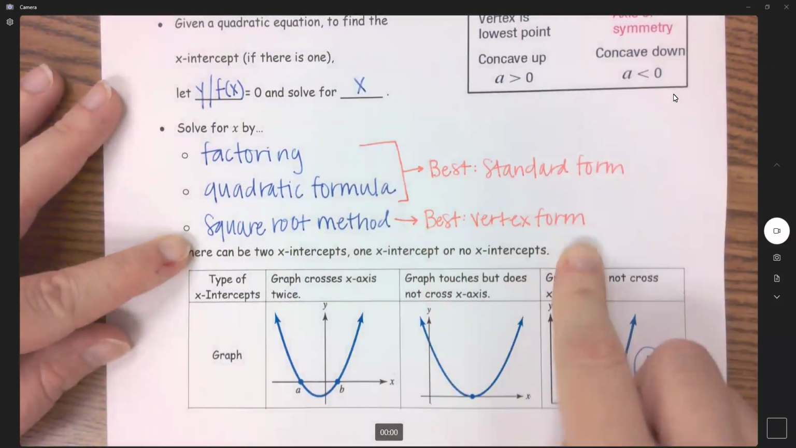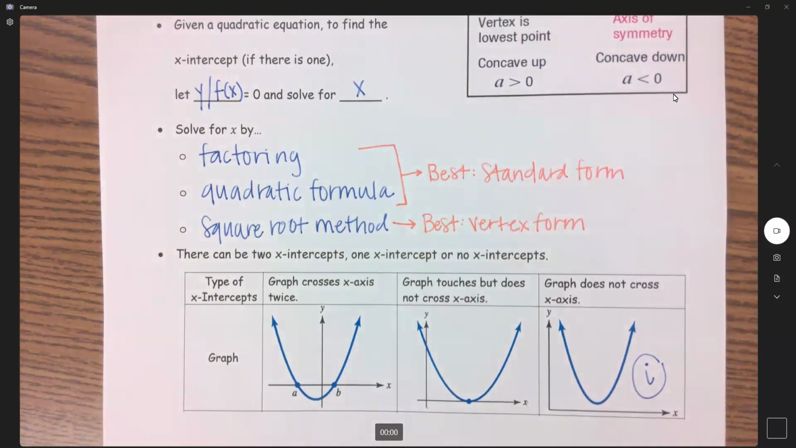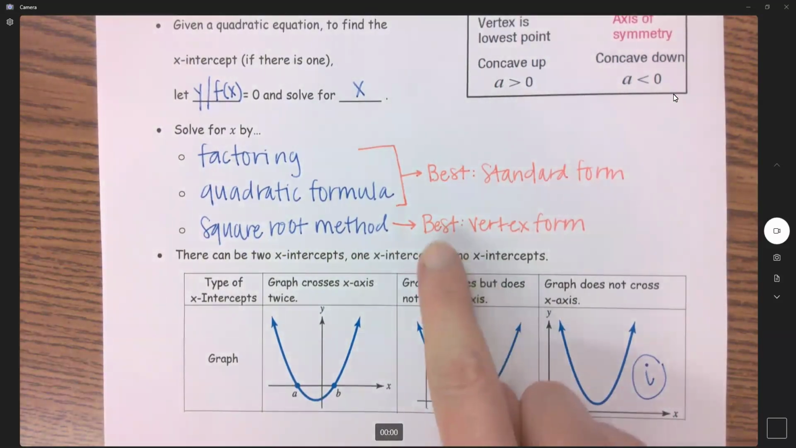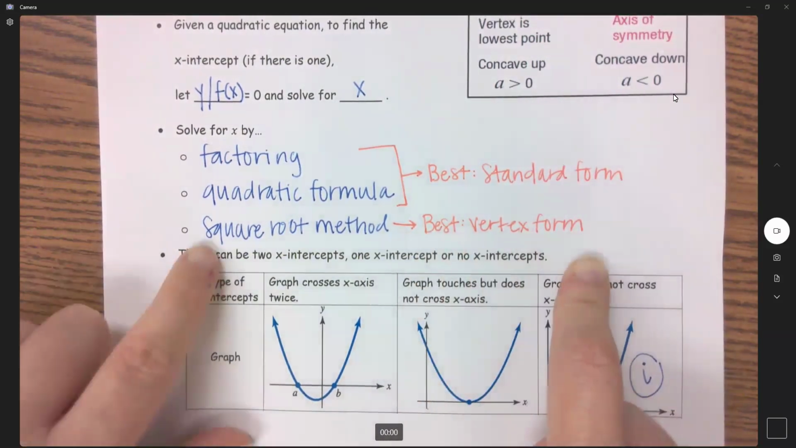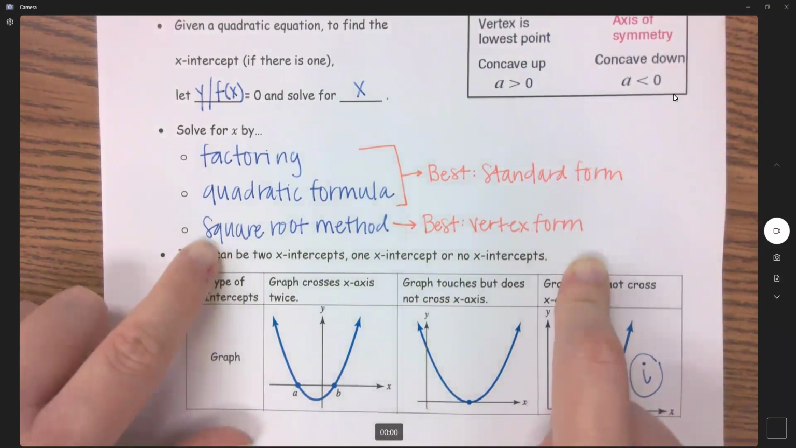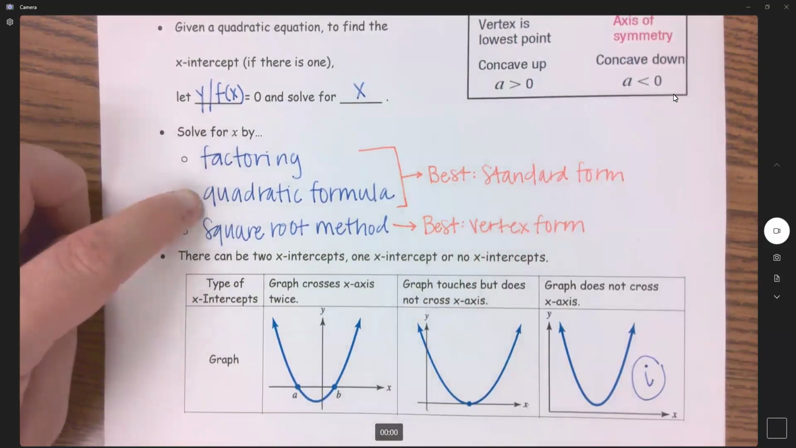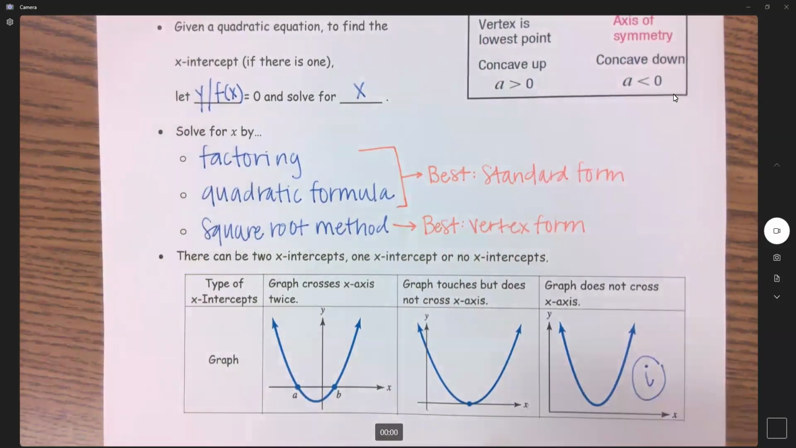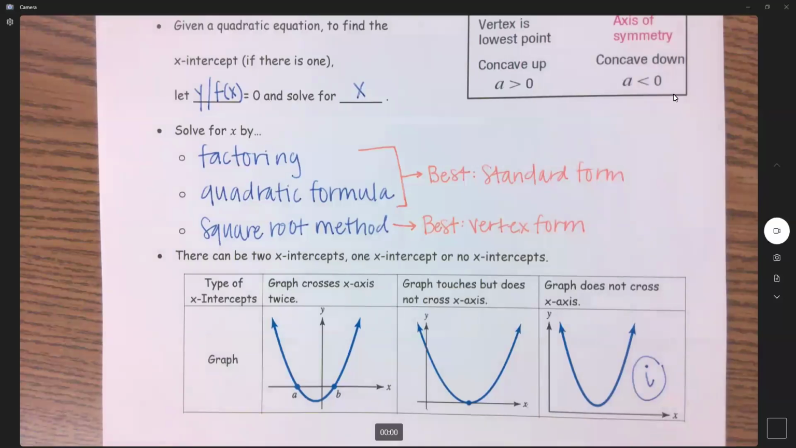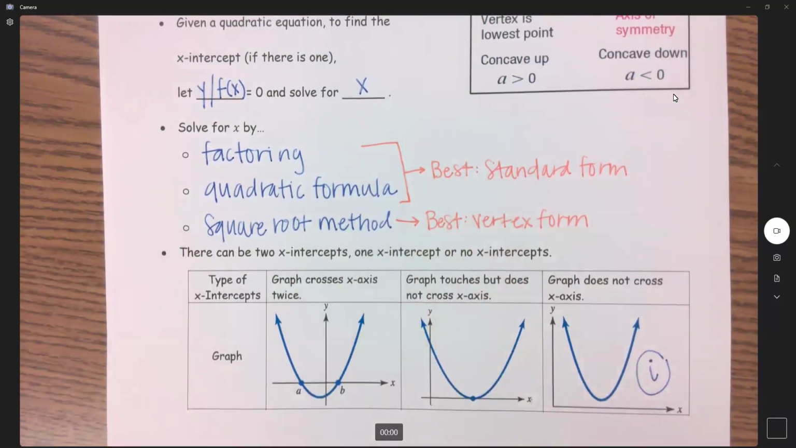I put over here on the side kind of the best times to use each of our techniques. When we are given vertex form, I would recommend using the square root method. But if we're in standard form, you want to use factoring and quadratic formula. And so this will make more sense to you as we go further on into the videos, but not a bad little nugget to write down and keep in mind as we go forward.